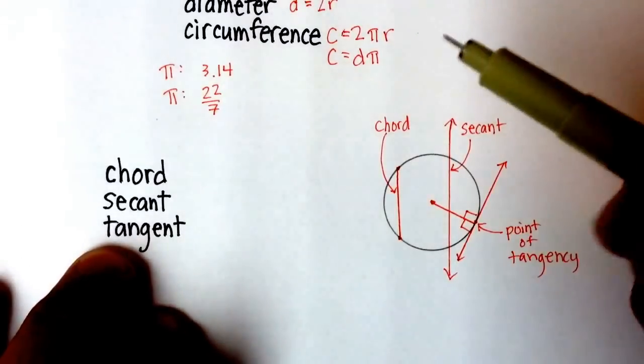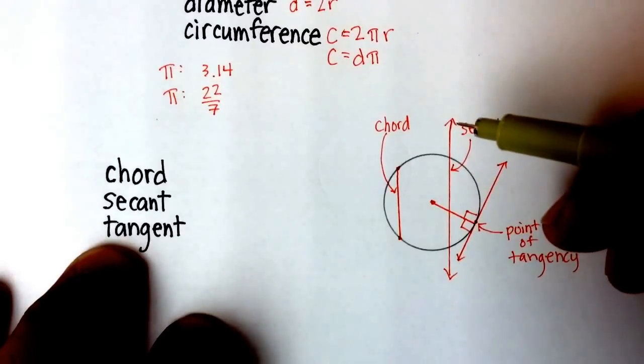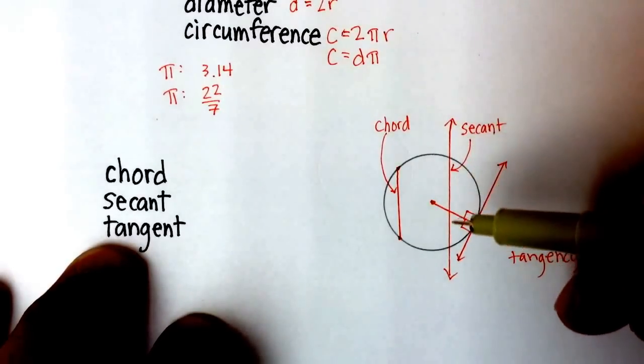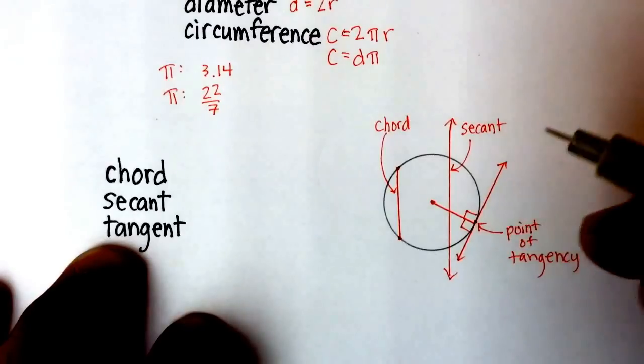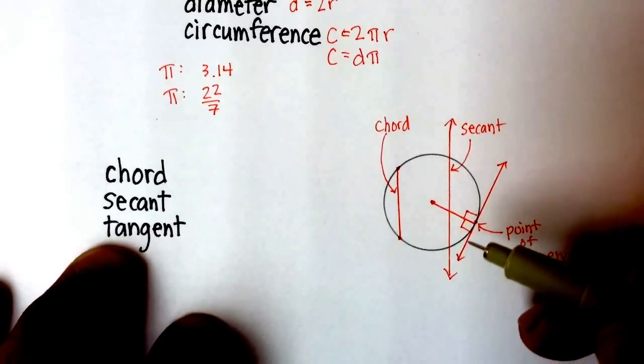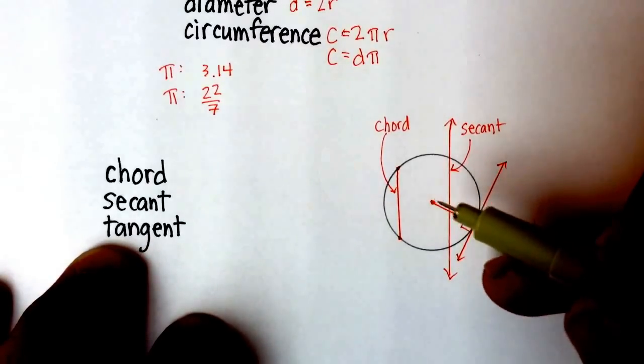Chords, secants, and tangents. Chords are line segments that do not go through the center point. Secants are lines that go through the circle but not through the center point, and then go outside. And tangents are lines that touch the circle only once, and they form 90-degree angles.